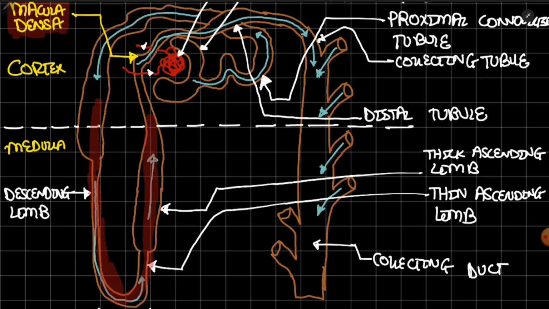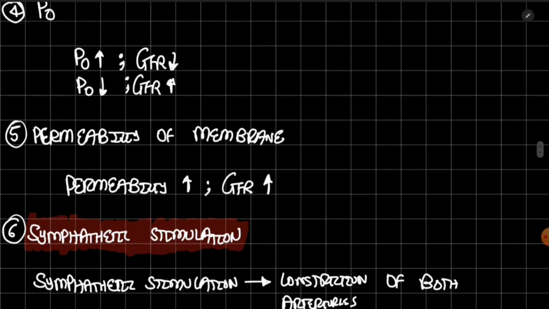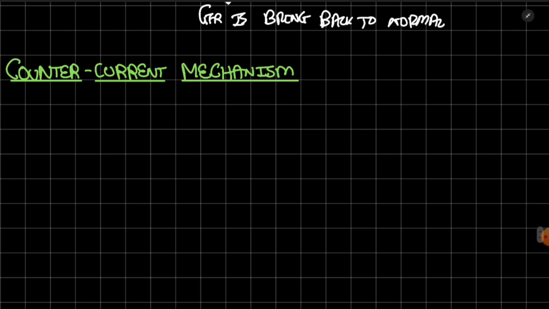This is the loop of Henle after the PCT. Having covered the glomerulus and PCT, now we are heading to the loop of Henle. What happens in the loop of Henle is the main process, the counter current mechanism. The counter current mechanism concentrates or dilutes the urine, that is, it increases or decreases the osmolarity. The loop of Henle is concerned with that.